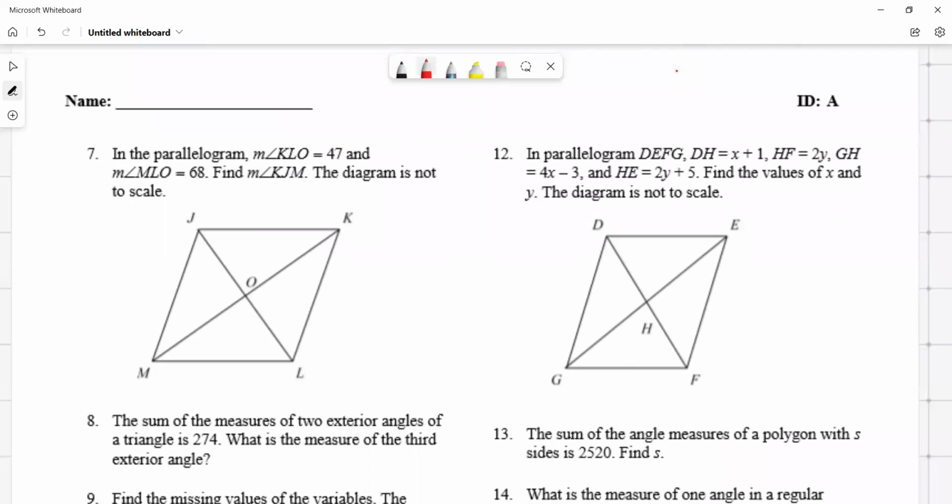Number 7. KLO equals 47, KLO 47 right here, and MLO is 68. MLO is 68 degrees. Find the measure of KJM, and here's KJM. In a parallelogram, opposite angles are congruent to each other. So this whole angle down here on the bottom is equal to the 68 plus 47, which is 115. So this angle up top is 115.